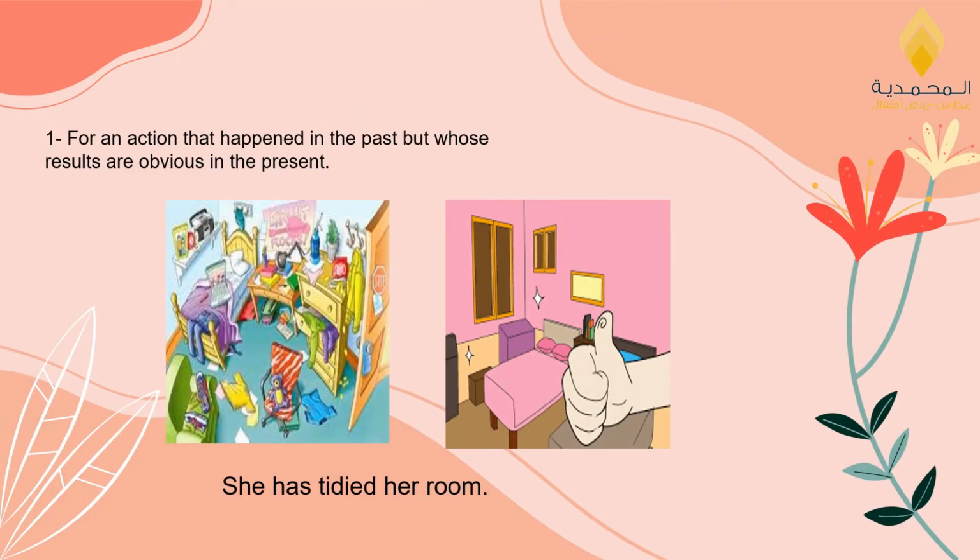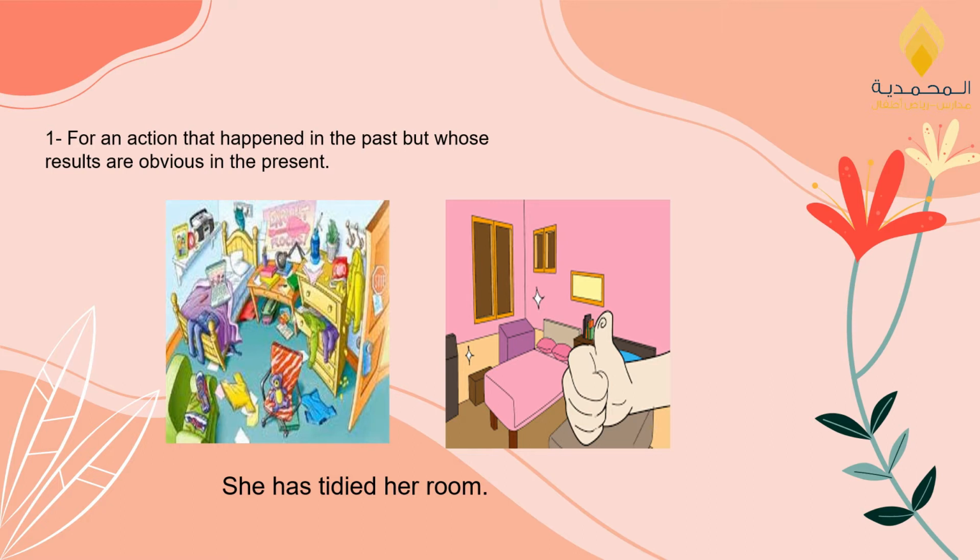The first use of the present perfect is for an action that happened in the past but whose results are obvious in the present. So, the first use of the present perfect is when a verb happens in the past but the results or the evidence of this verb are still obvious in the present. Take a look at this example in front of you. In the past, the room was in a mess, but now it is tidied. So I can say, she has tidied her room.